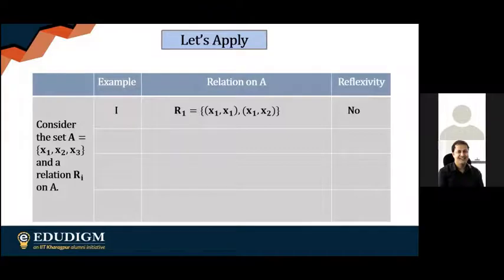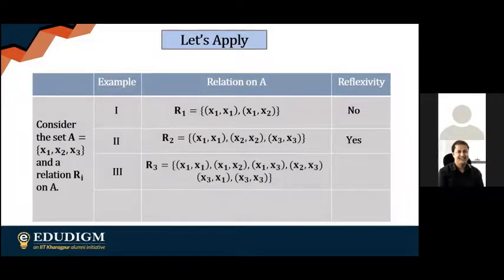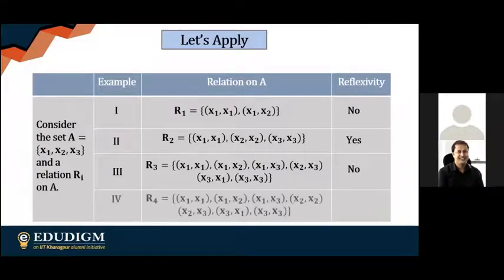Now the point is, you don't need to take care of all the elements here. Even if one of them is missing, that's it. For the next one, we have all the necessary pairs. So this is reflexive. For the third one, we notice that (x2, x2) is missing. So definitely there's one element which is not related to itself. So it's not reflexive. And finally, let me show you another example. Here we have all the necessary elements that we need for a reflexive relation. So this is reflexive.